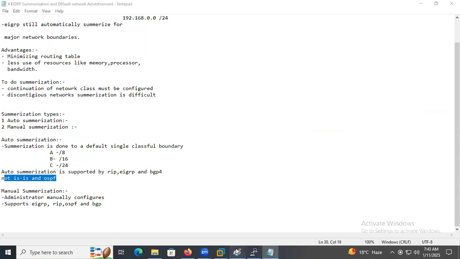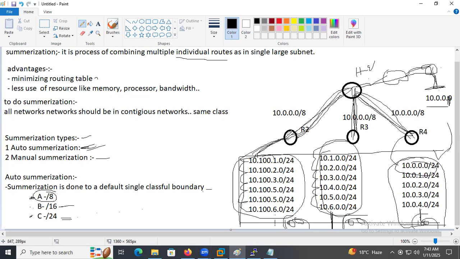So here what is going to happen is when they do auto summary to their default classful network, like if you have a class A /8, class B /16, class C /24, it will cause the loop. It will cause the loop by default. Loop in the sense checking the packet whether it is available or not. It is unnecessarily flooding the information, and unnecessarily utilizes the CPU utilization, memory utilization, and so on.